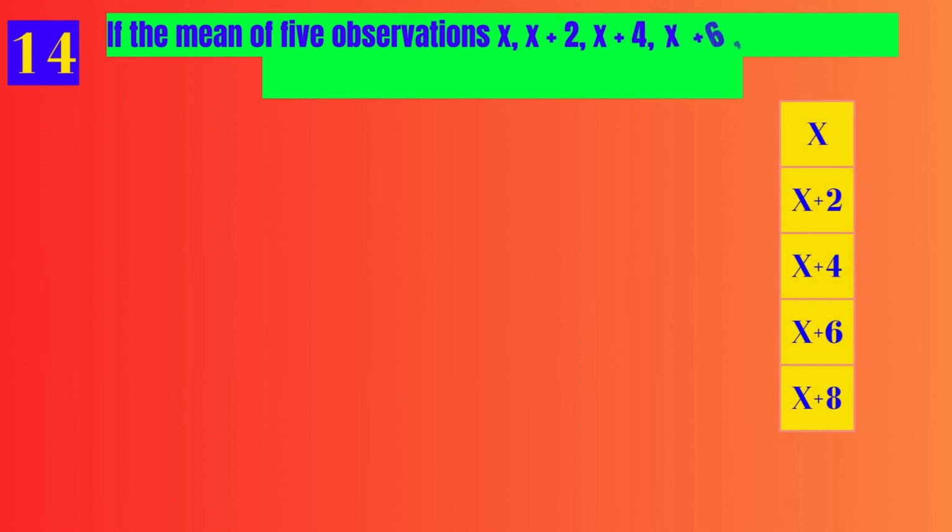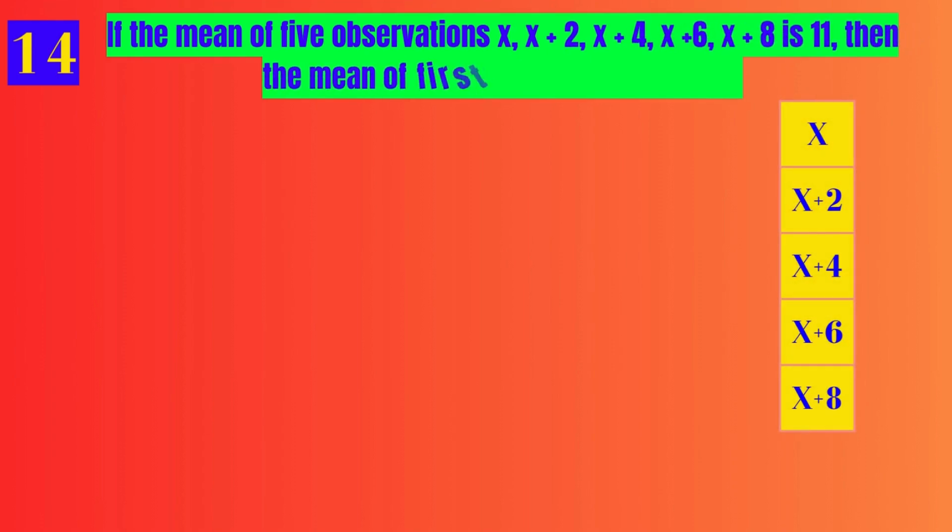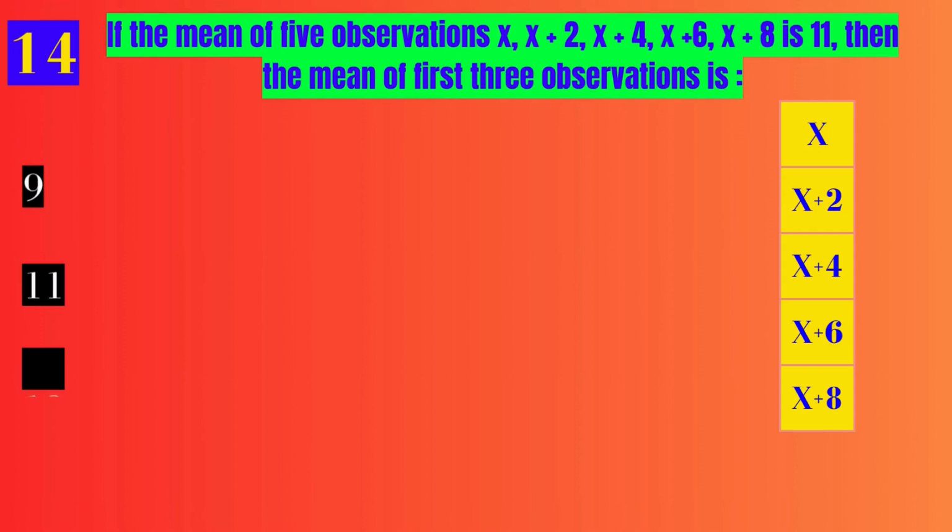If the mean of 5 observations x, x plus 2, x plus 4, x plus 6, x plus 8 is 11, then the mean of first 3 observations is. The options are 9, 11, 13, none. Let's break it down step by step.